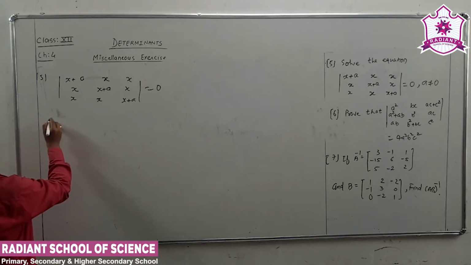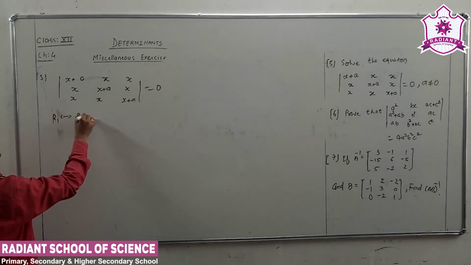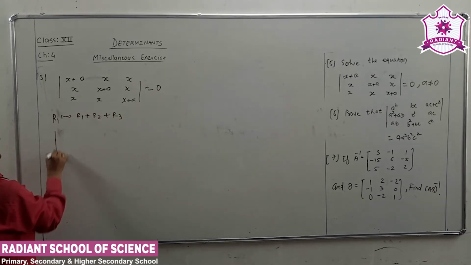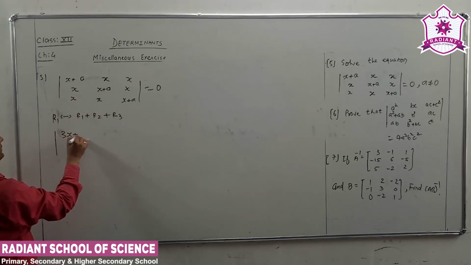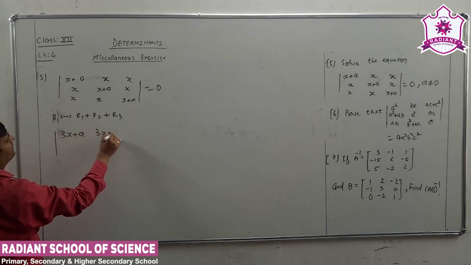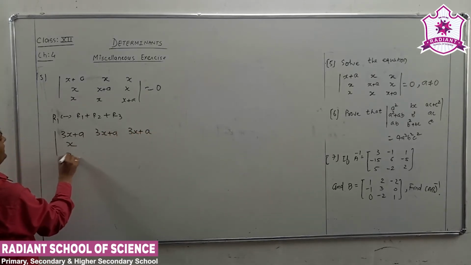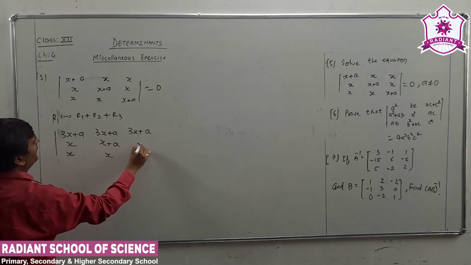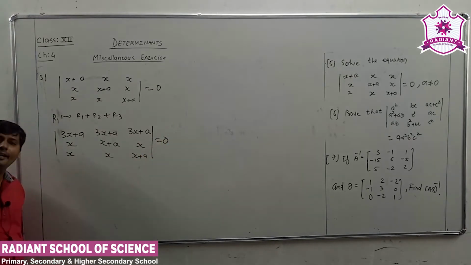So here first of all, we proceed in first row. Okay, which one? So R1 plus R2 and plus R3. So we get here x plus x plus x plus a, so 3x plus a. Okay, again 3x plus a and 3x plus a, right? So x as it is, x as it is, x plus a as it is, here x again x and x plus a as it is equal to 0, right?